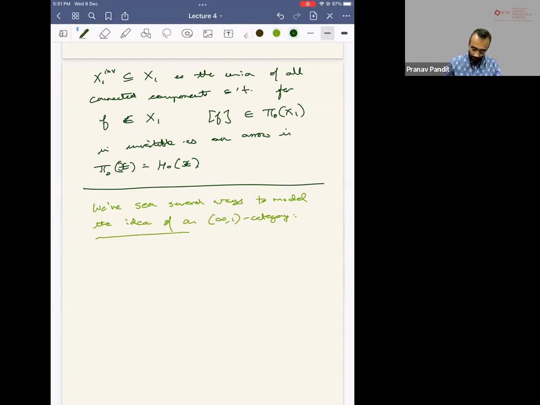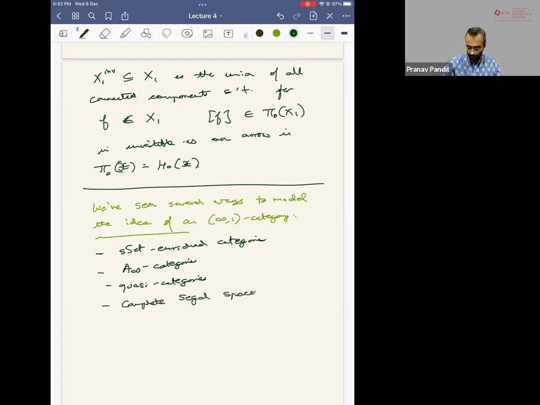So let's list some of them quickly. So we had S-set enriched categories. I could also do top enriched categories. Here we have A infinity categories. We have quasi categories. We have complete Siegel spaces. We have Siegel categories. These are the ones we have seen so far, and there are more.